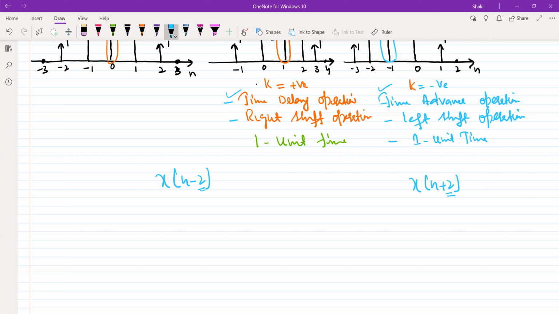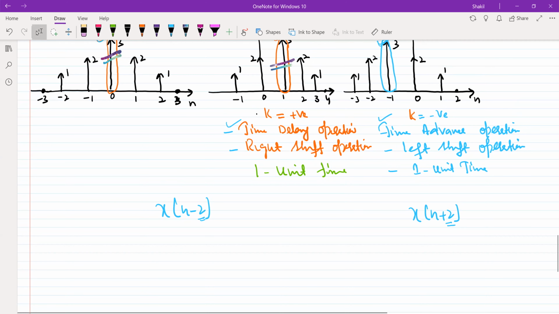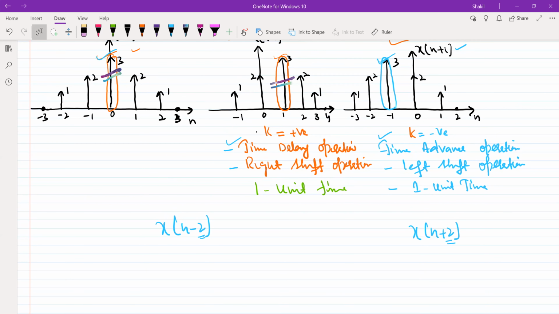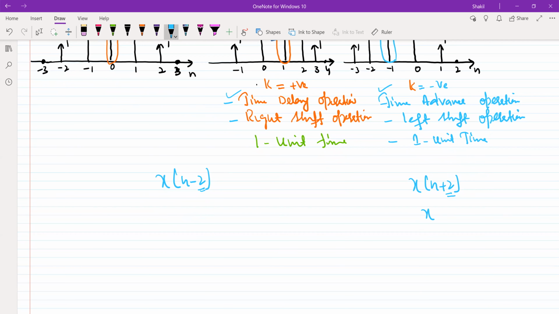In other words, shift this signal, each sample point, by 2 units of time. The sample point which occurs at n equal to 0 in x of n will now occur at n equal to minus 2 in x of n plus 2. Remember that. So this shifts the sequence to the left by 2 units of time.